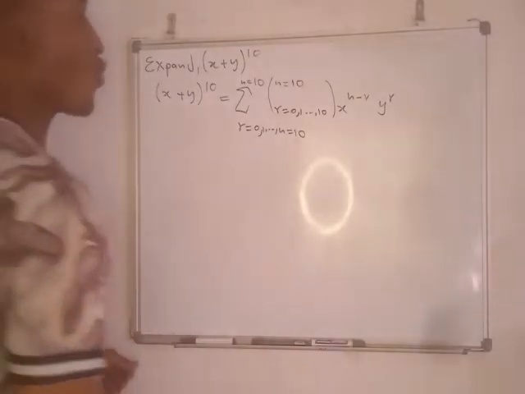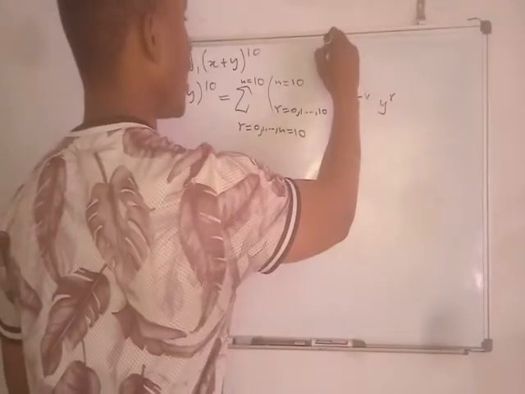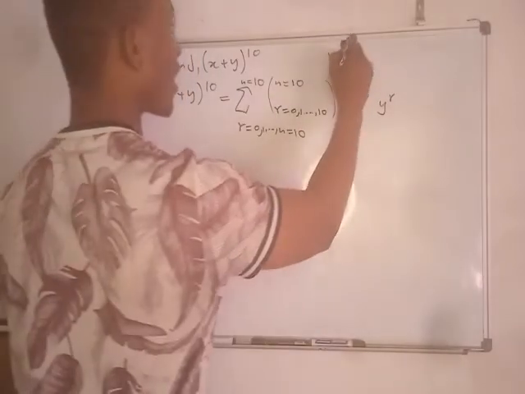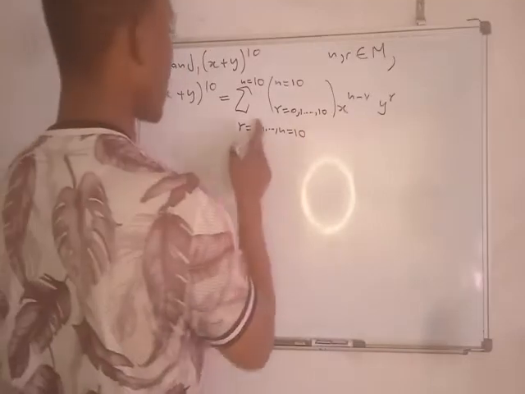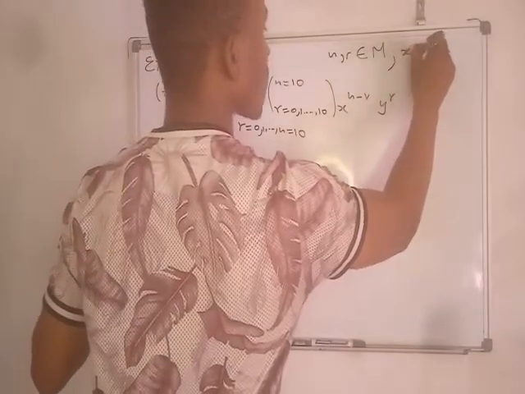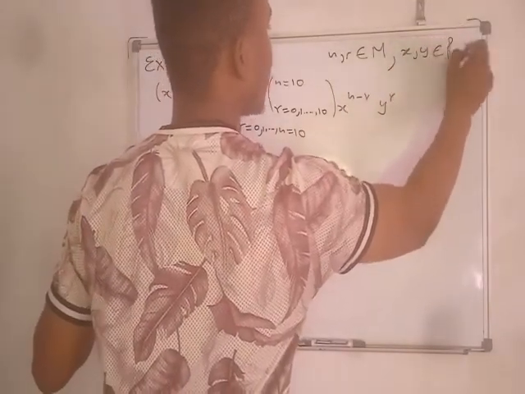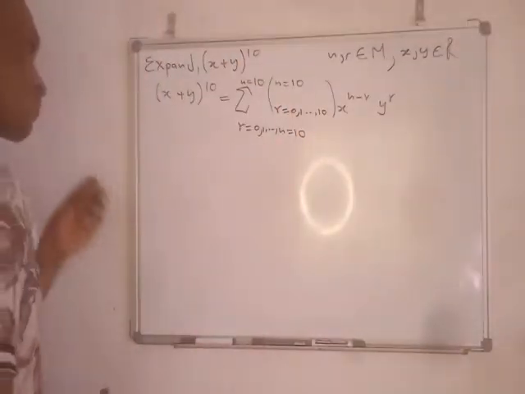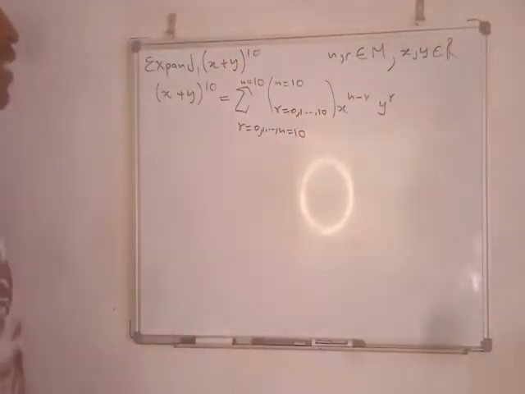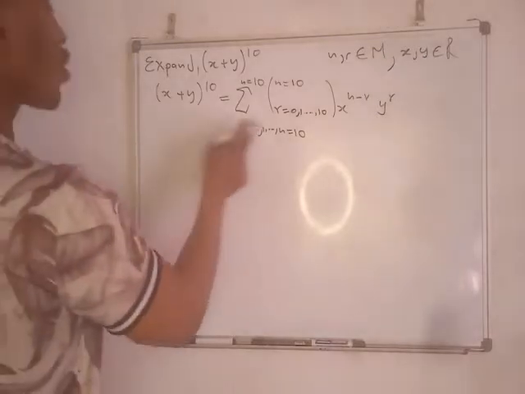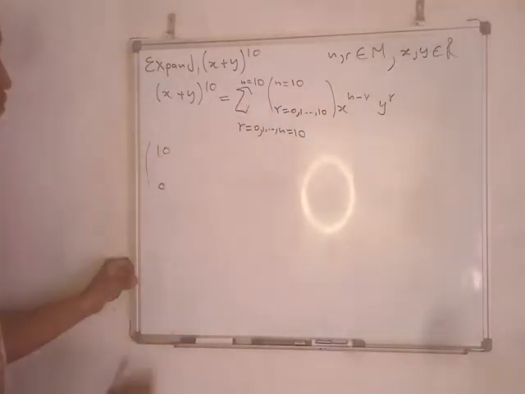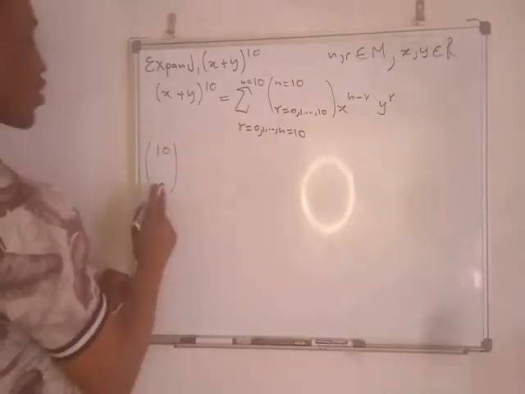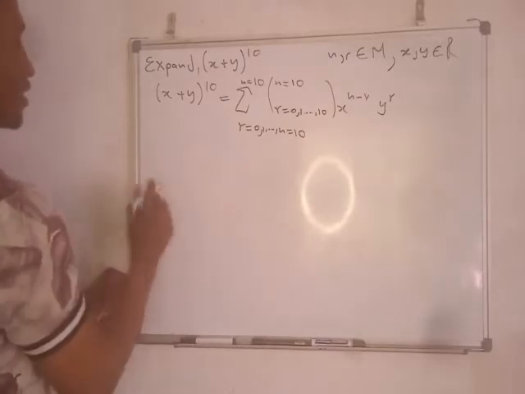We know that n and r are elements of the natural numbers, but x and y are elements of the real numbers. So how can we compute this? We start by saying 10 combination 0. Let me just write it like this.